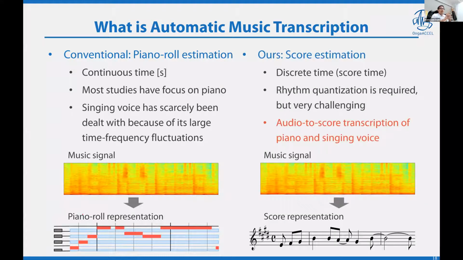In contrast, we aim at score estimation. Importantly, the time axis is represented at the score time level, in discrete time. To do that, rhythm quantization is required, but this task is very challenging. But in our project, we could achieve audio-to-score transcription of piano and singing voice. So let me introduce these two studies in this talk.